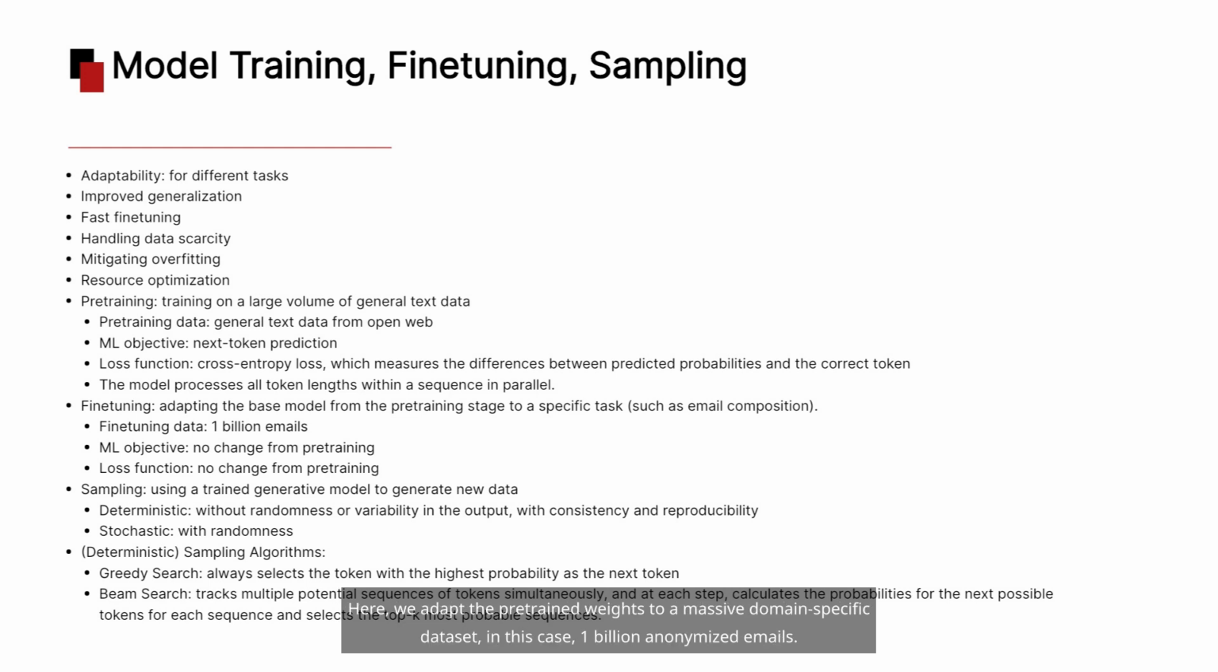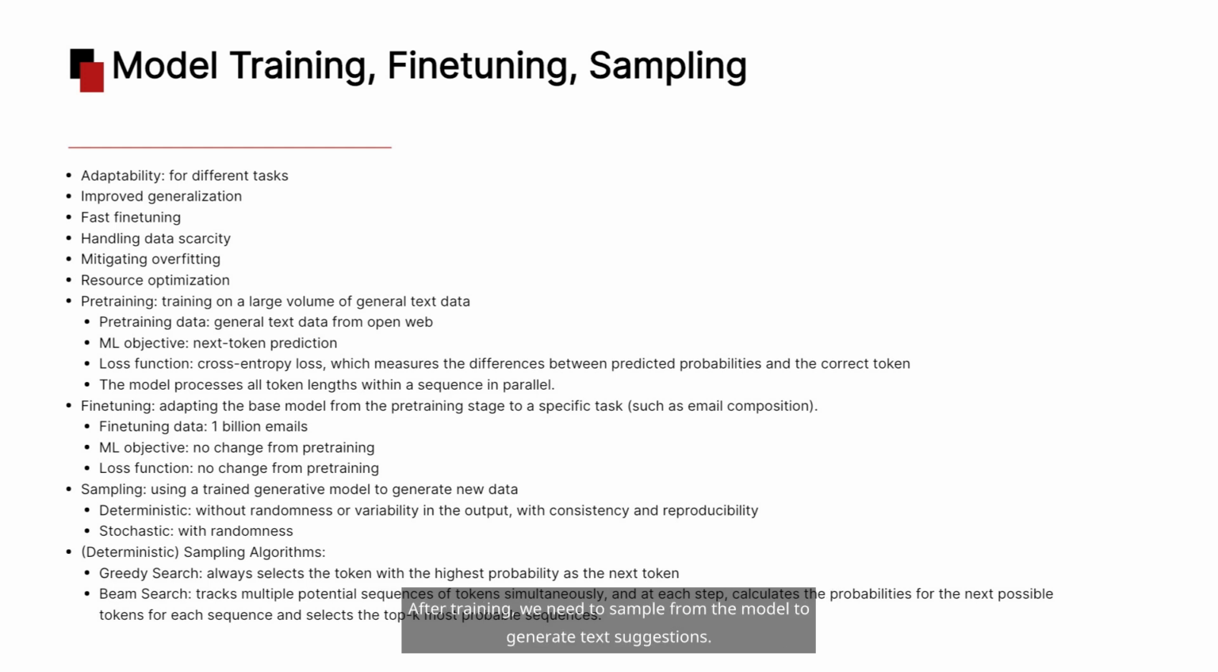Here, we adapt the pre-trained weights to a massive domain-specific dataset, in this case, 1 billion anonymized emails. The objective and loss function remain the same as in pre-training, but the data distribution now closely matches our target use case. This approach improves generalization while also allowing fast convergence during fine-tuning, since the model starts from a strong language foundation. Fine-tuning also helps mitigate overfitting, especially when domain-specific data is smaller than the open web corpus.